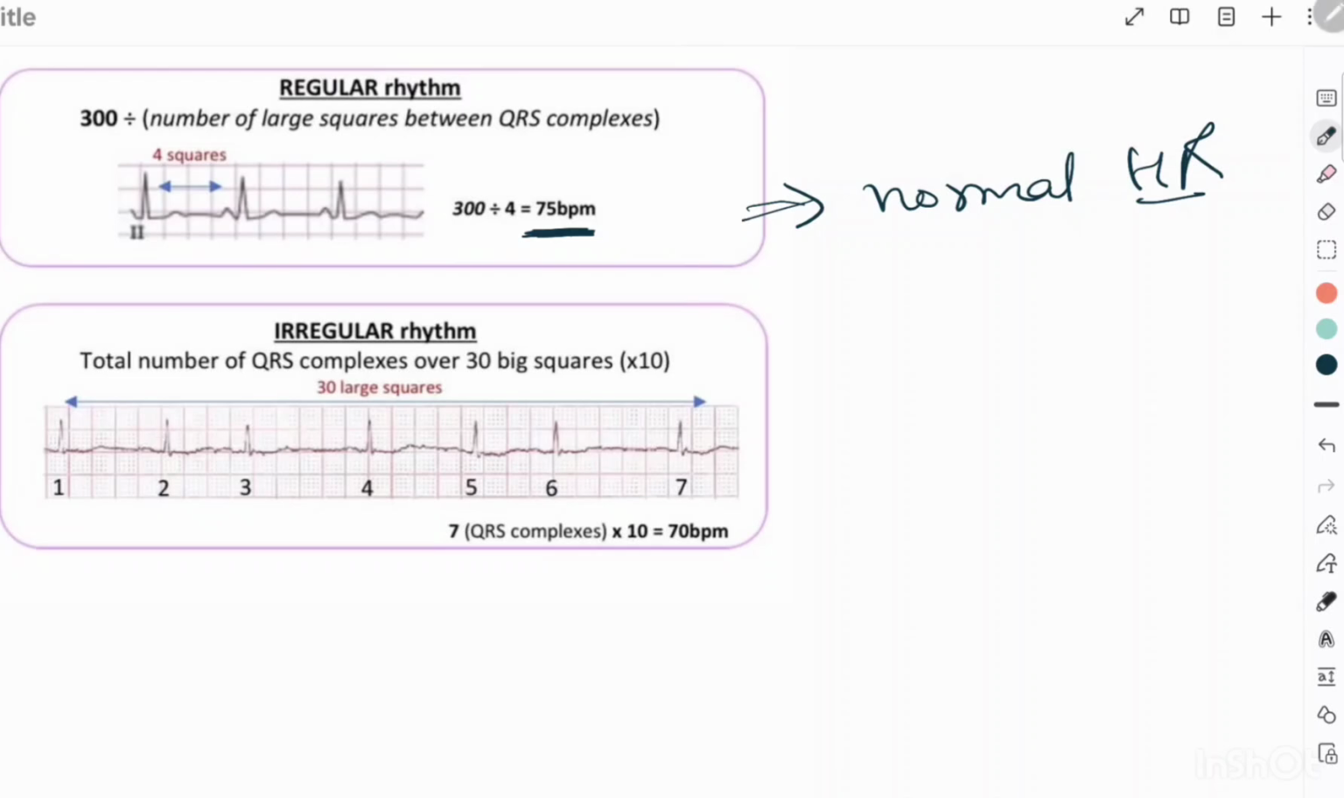Now see the formula for calculating heart rate in irregular rhythm. You have to count 30 large squares from the very first QRS complex. Remember this: from the very first QRS complex, count 30 large squares: 1, 2, 3, 4, and so on up to 30. Now you have to see the R waves. Count the number of R waves in the 30 large squares; here we have 7 QRS complexes, 1, 2, 3, 4, 5, 6, 7. Multiply the number of R waves by 10, and you get your heart rate. So here also it is a normal heart rate.